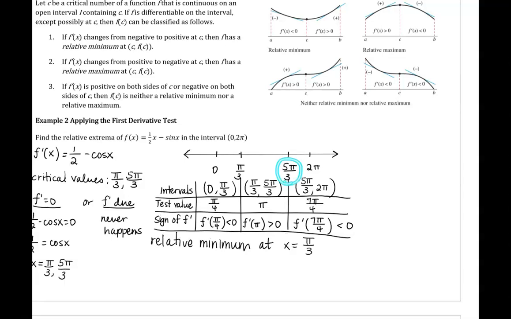Looking at the second critical value, we have to check again to see if the derivative changed signs. Well, as we cross over 5 pi over 3, the derivative goes from positive to negative, which means the function went from increasing to decreasing. That means that we have a relative maximum.